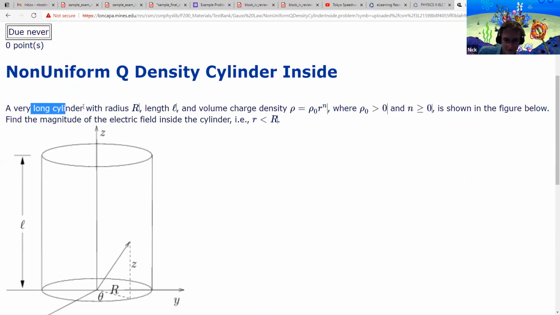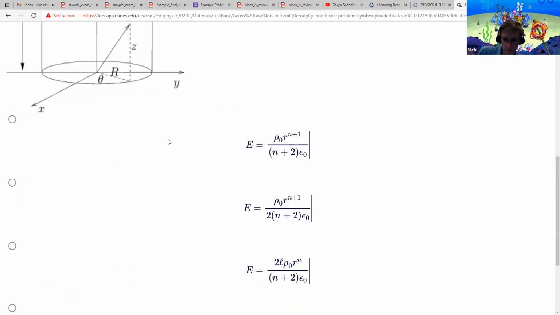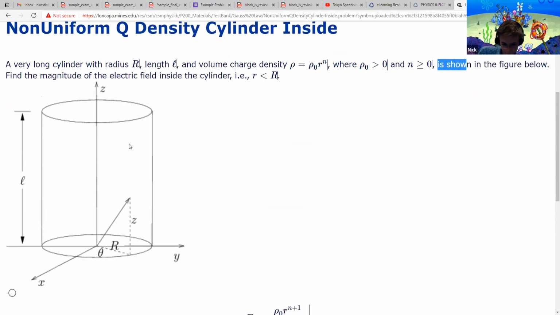So a very long cylinder with radius r, length L, and volume charge density rho equals rho naught r to the n, where rho naught is positive and n is also greater than 0, is shown in the figure below. Find the magnitude of the electric field inside the cylinder.